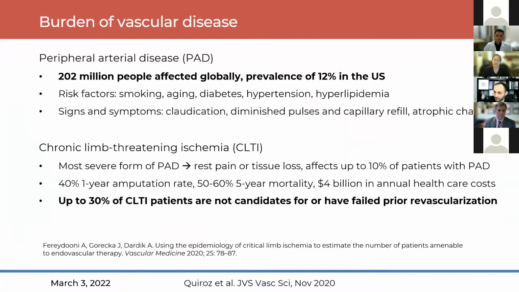So just some very brief background. Up to about 12% of patients with peripheral arterial disease suffer from chronic limb-threatening ischemia, which is the most severe form of PAD and is associated with significant morbidity and mortality. While surgical revascularization is the mainstay of treatment for these patients, unfortunately, up to 30% of them are either not candidates for or have failed prior revascularization attempts. And so for these patients, we've been working on novel methods for improving perfusion to ischemic limbs.